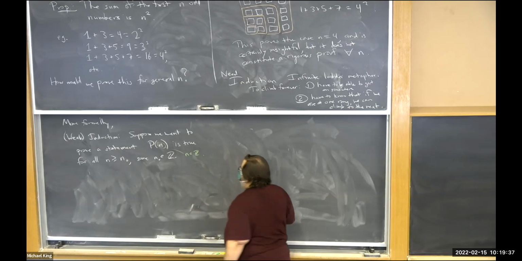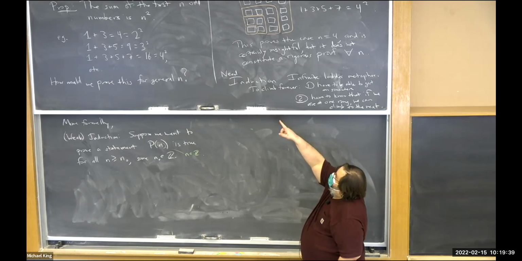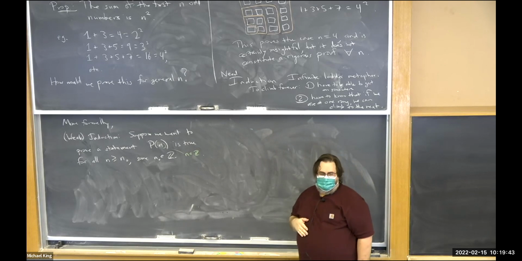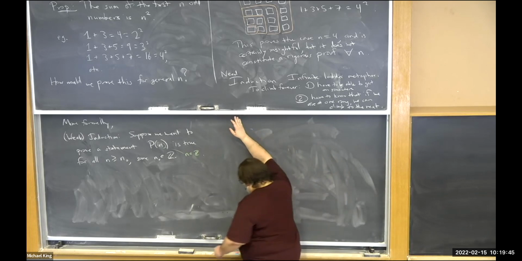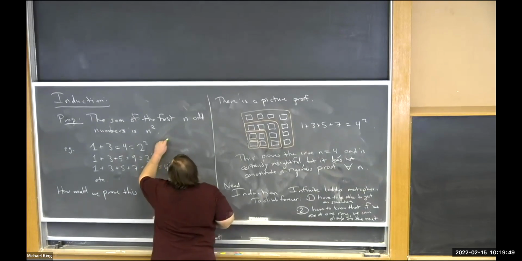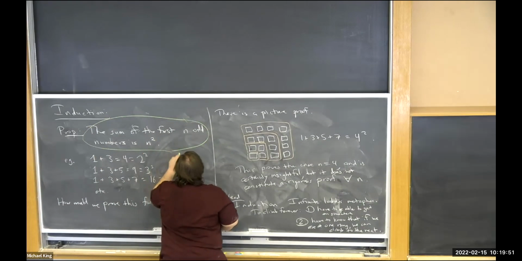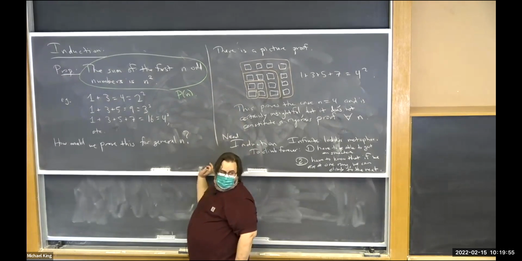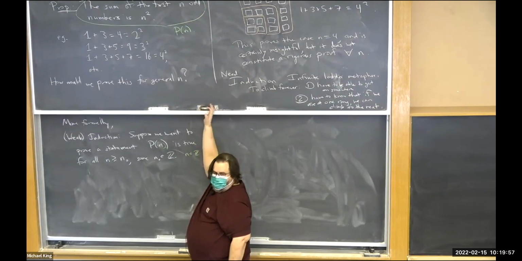For our example up there, P of n would be: the sum of the first n odd numbers is n squared. This could be an example of a P of n. It's a mathematical statement, but it depends on n. That's why we write P of n instead of just P.